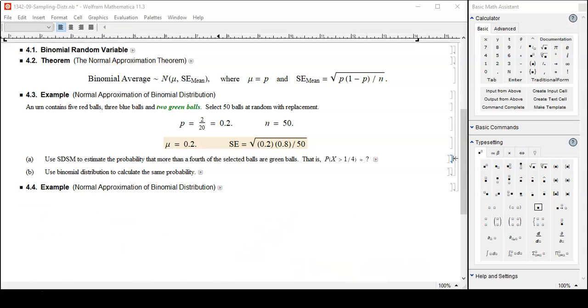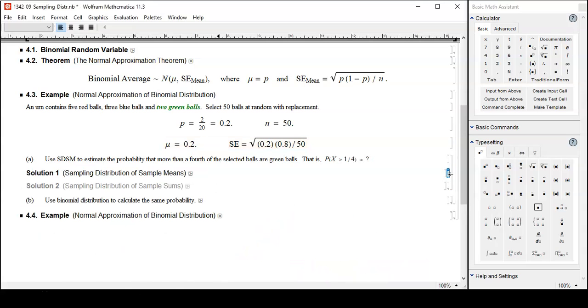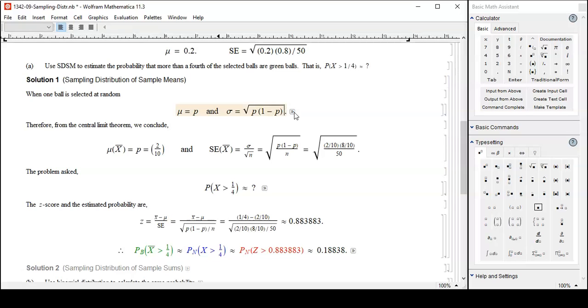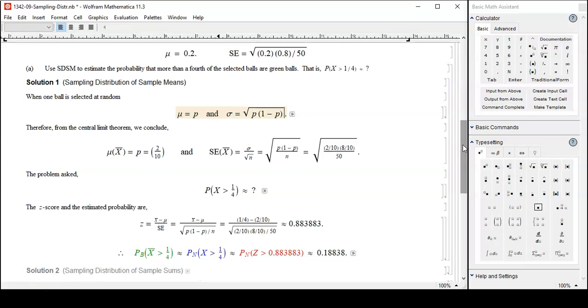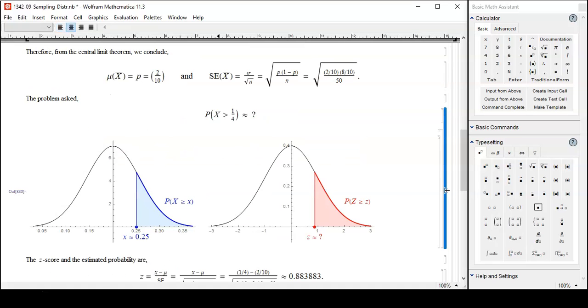All right. Let's open it. So we have this, and then plug in numbers. We get these for the expected value and the standard error for the sampling distribution of sample means. And we want greater than 1/4. Okay, here's the picture. 0.2, that's the expected value, and 0.25 or higher, so right-hand side shading.